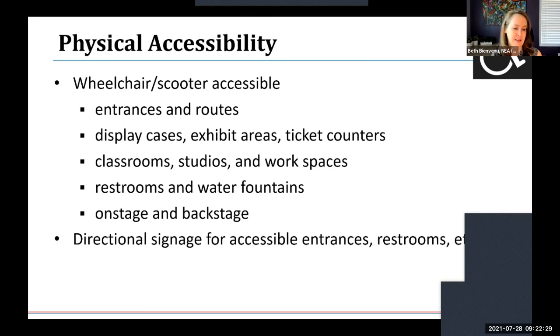Another thing to think about is making sure that you have directional signage for accessible entrances, restrooms, et cetera. If your accessible entrance is around the side or the back of the building, these signs can be incredibly important for people who have mobility issues, because it might take a lot of extra energy and time and sometimes pain to get to those spaces, and having to walk around and try to find the accessible entrance can be difficult. So to be the most welcoming, make sure that you have plenty of signage.